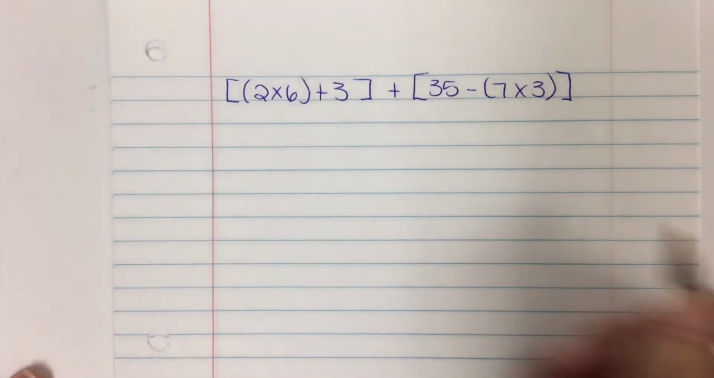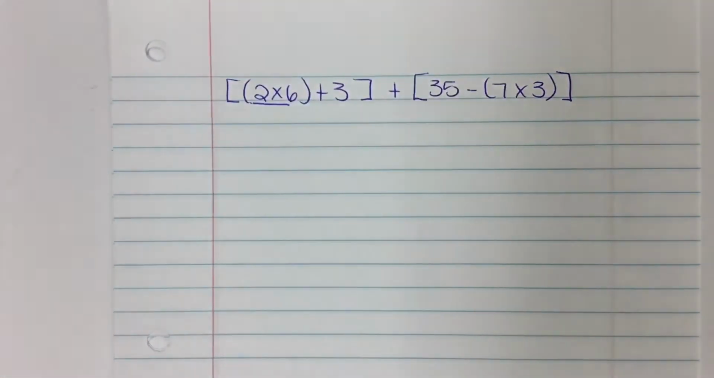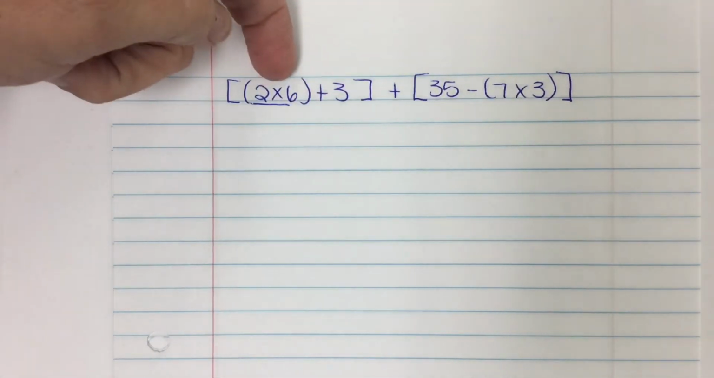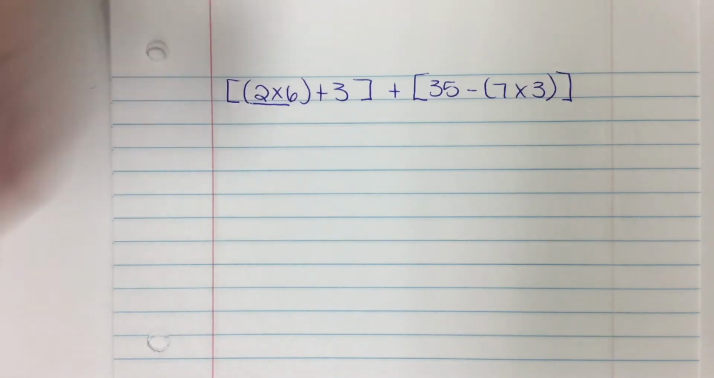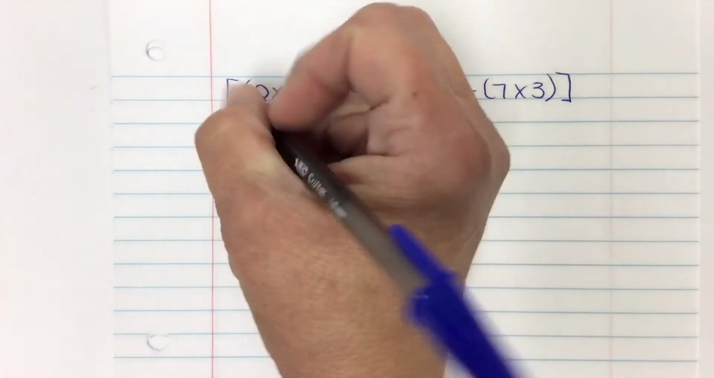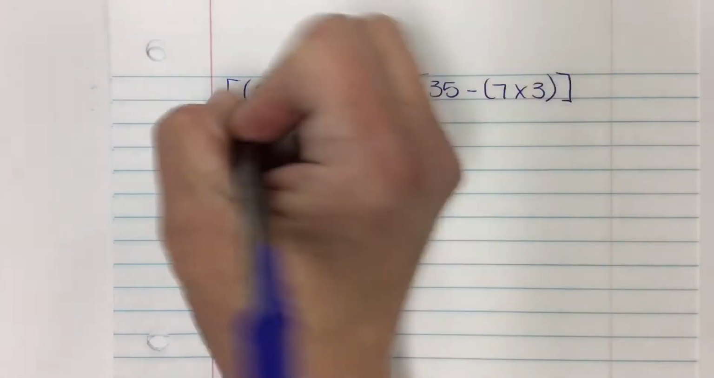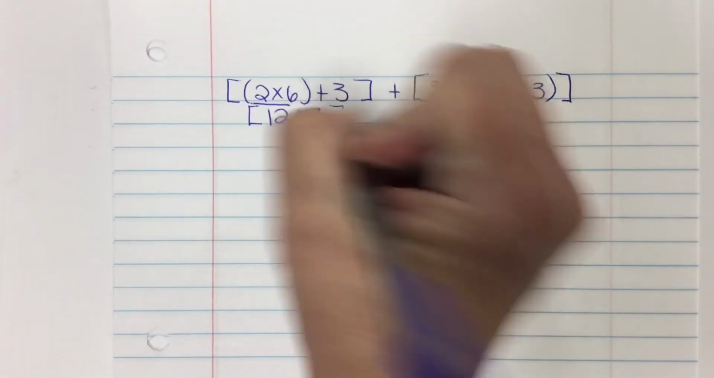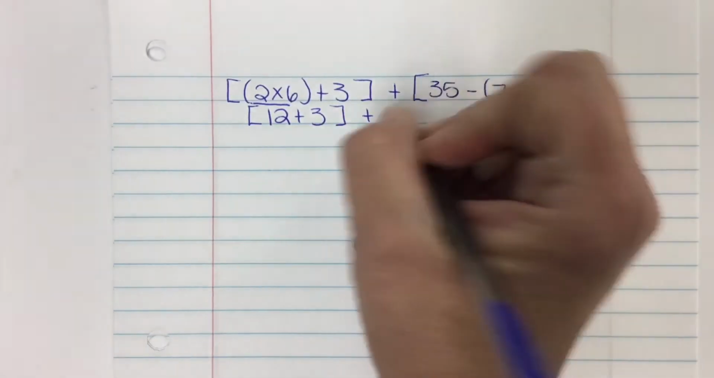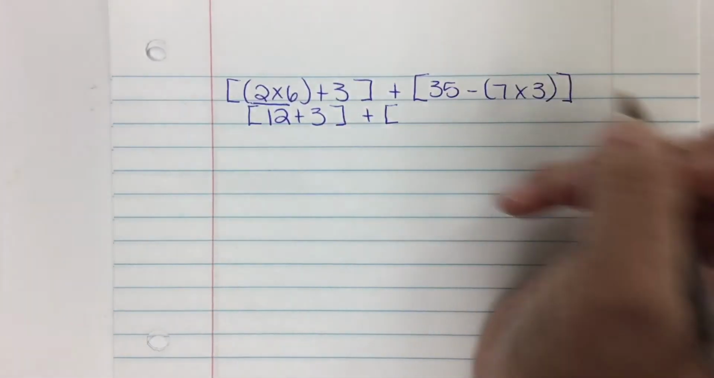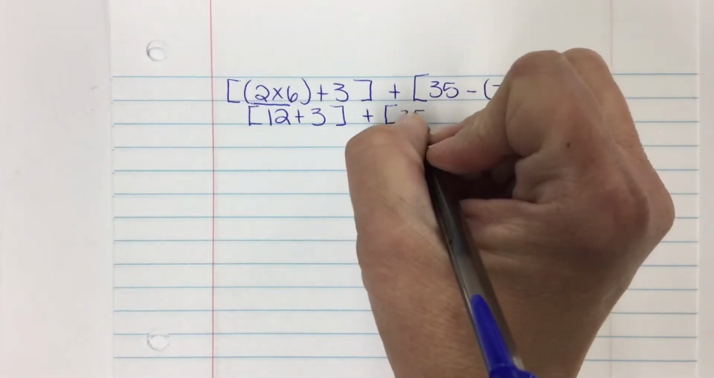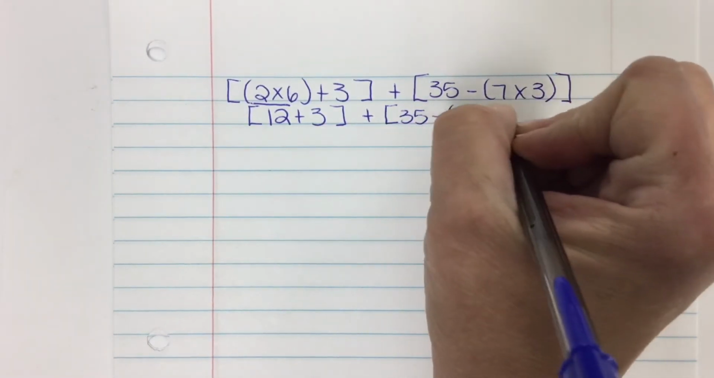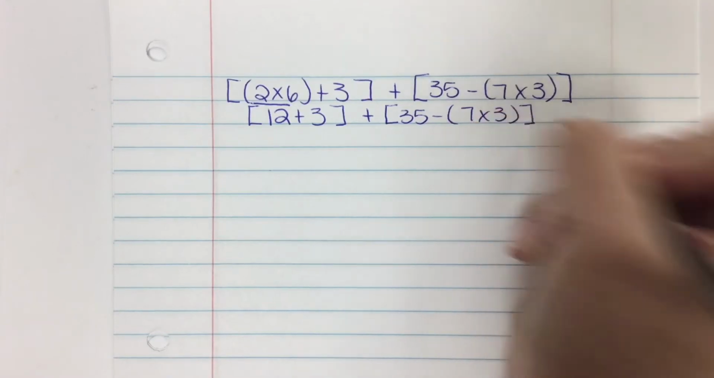Okay, so first you should have said 2 times 6, because in this first group, you have parentheses and you have brackets. So we're going to do the parentheses first. 2 times 6 is 12. And we're going to bring down that bracket, plus 3. Close the bracket. Plus, close the next bracket, is 35, minus parentheses 7 times 3. Close the parentheses, close the bracket.